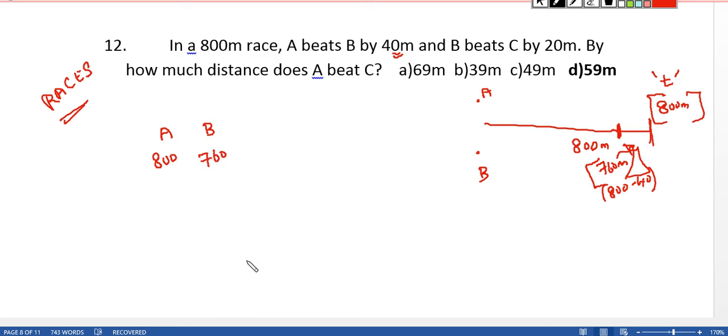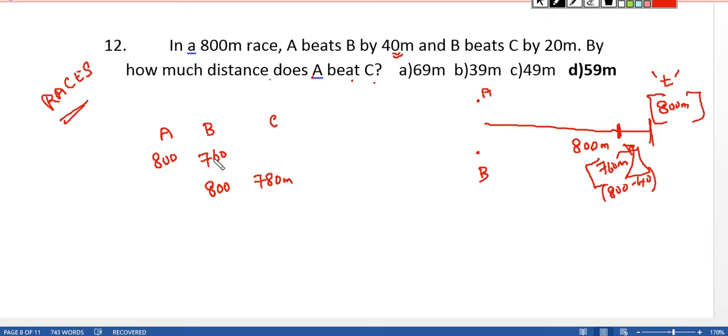And B beats C by 20 meters in an 800 meter race. So in the second case scenario, what is given is that B is able to travel 800 meters and C is only able to travel 800 minus 20 meters, which is 780 meters. By how much distance does A beat C?